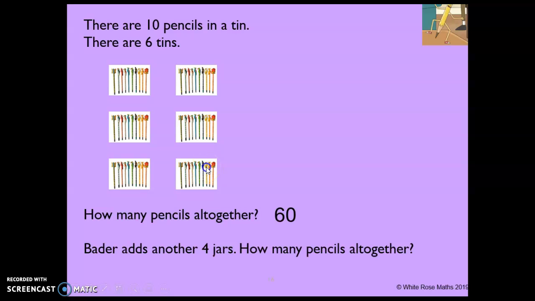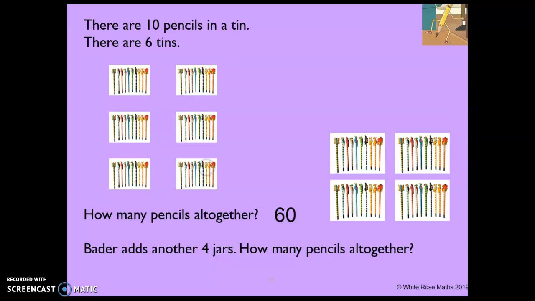So the next part of the question is, there's another 4 jars of them. How many pencils altogether? So let's add another 4 jars. Now we've started at 60 this time because we've already got 60. It's asking how many there are altogether now. So we're at 60 and we're adding 4 tens. So all we have to do is just count on 4 tens. So we're at 60, 70, 80, 90, 100.